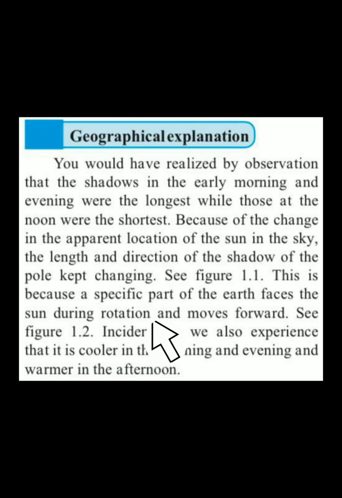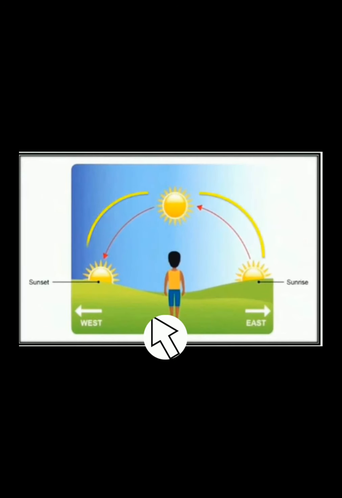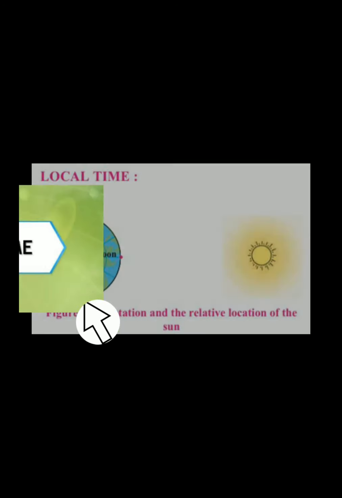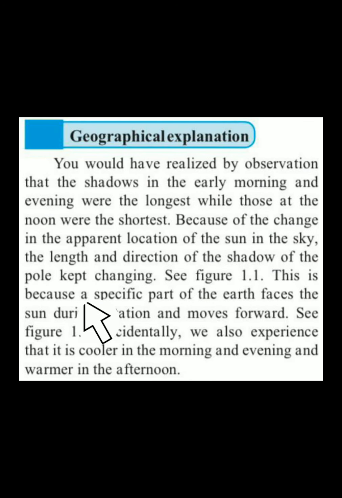Next, this is because a specific part of the earth faces the sun during rotation and moves forward. Why is it so? Let me show it to you. I have the image, see here it is. This is the entire earth. This specific lighter part is facing the sun, whereas the other part, where it is midnight, is on the opposite side of the sun. So this is all because of that changing position.